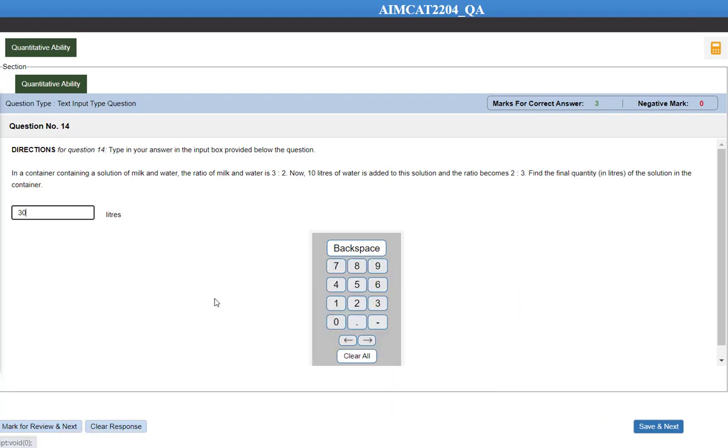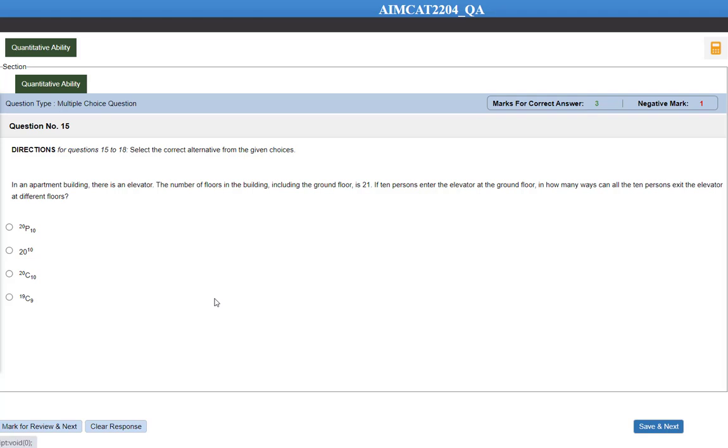After this, question number 15. Look here, we are left with 16 minutes. Okay, question number 15 is, in an apartment building, there is an elevator. The number of floors in the building including the ground floor is 21. If 10 persons enter the elevator at the ground floor, in how many ways can all the 10 persons exit the elevator at different floors?